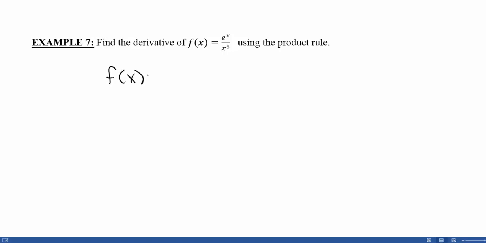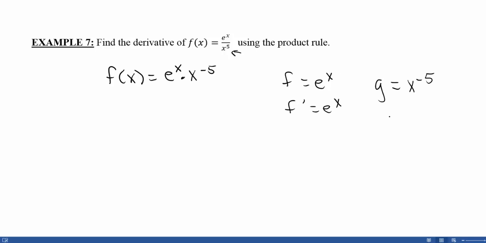So one of the things we can do algebraically is we can bring up the term from the denominator if we make that 5 negative. So if we rewrite this as e to the x times x to the negative 5, it's now in a form where we can use the product rule. So here my f will be e to the x, and my g will be x to the negative 5. The derivative of e to the x is e to the x, and the derivative of x to the negative 5 is negative 5x to the negative 6. Remember, if you subtract 1 from a negative power, it becomes more negative.